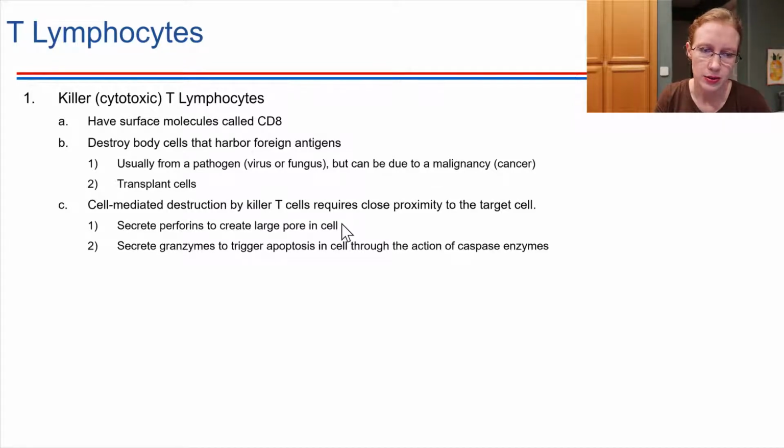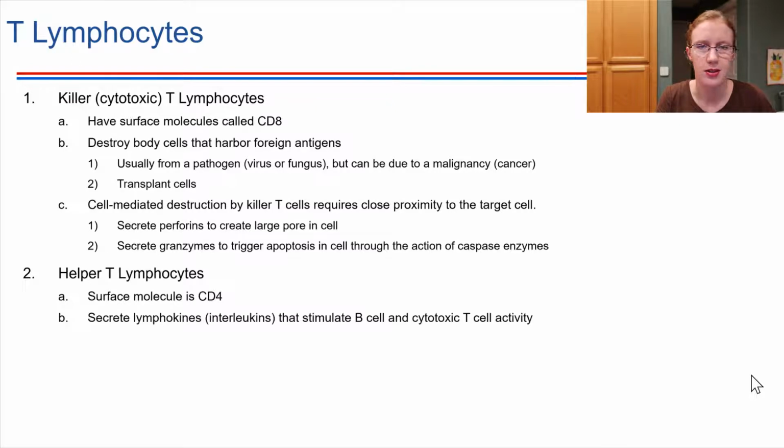And the other thing they can do, other than making pores in things, is secrete substances that induce apoptosis in the target cell. So apoptosis, programmed cell death. This is a very neat and tidy way to get rid of cells, because rather than just bursting open and spewing their contents, they self-destruct from the inside, and everything is kept contained inside of the plasma membrane, and then a macrophage eventually would come and gobble up the leftovers.